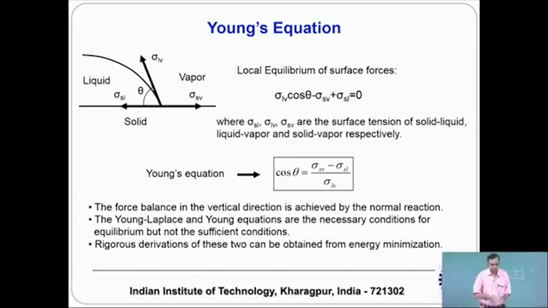If you look into this slide, you will see that we are writing a force balance in the horizontal direction. What about the vertical direction? In the vertical direction it appears that there is an unbalanced force, but that force is balanced by a normal reaction from the surface. The other important point is that the Young Laplace equation and Young equation are necessary conditions for equilibrium, but are not sufficient conditions. That means even if these equations are satisfied, there can still be a deviation from equilibrium.